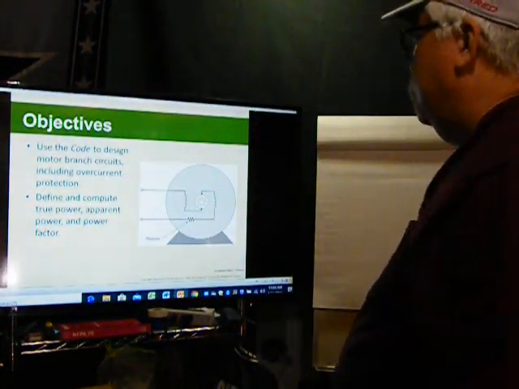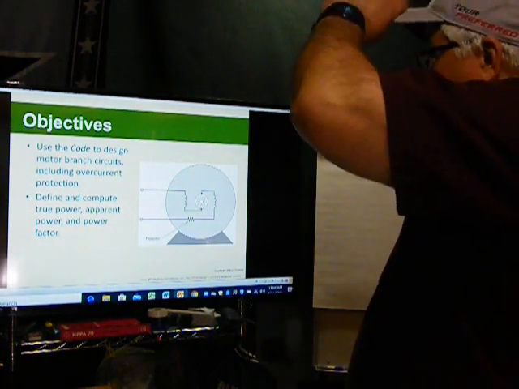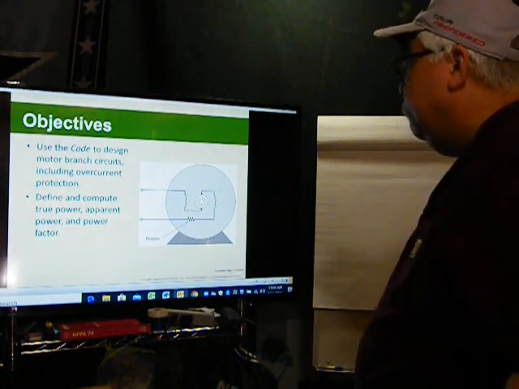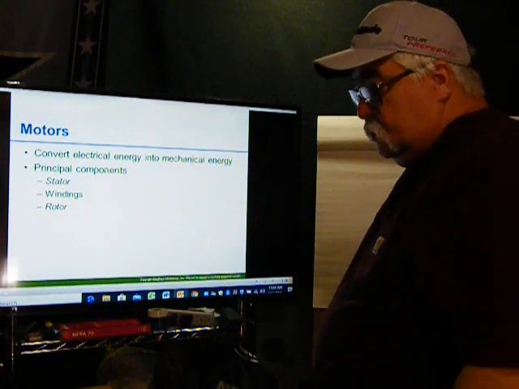Use a code to design motor branch circuits, include overcurrent protection, define and compute true power and apparent power, and the power factor. Convert electrical energy into mechanical energy. So what does a motor do?